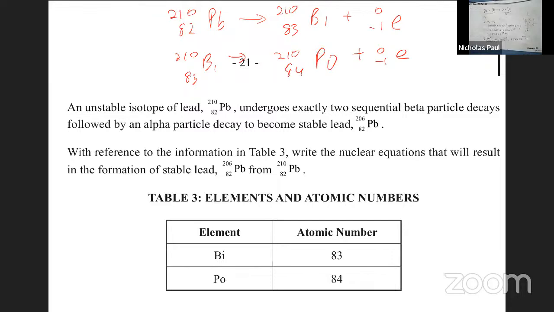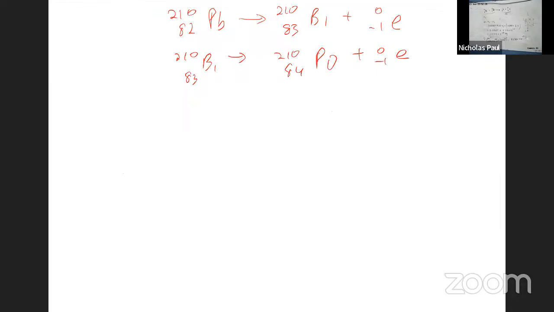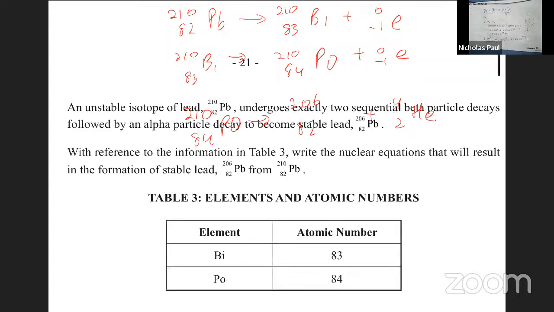And then, I'll just squeeze in the last one. 210, 84 Po, losing an alpha, right? To become what? 206, 82. Everybody okay with that? You just subtract the values, right? And 206, 82 is lead.